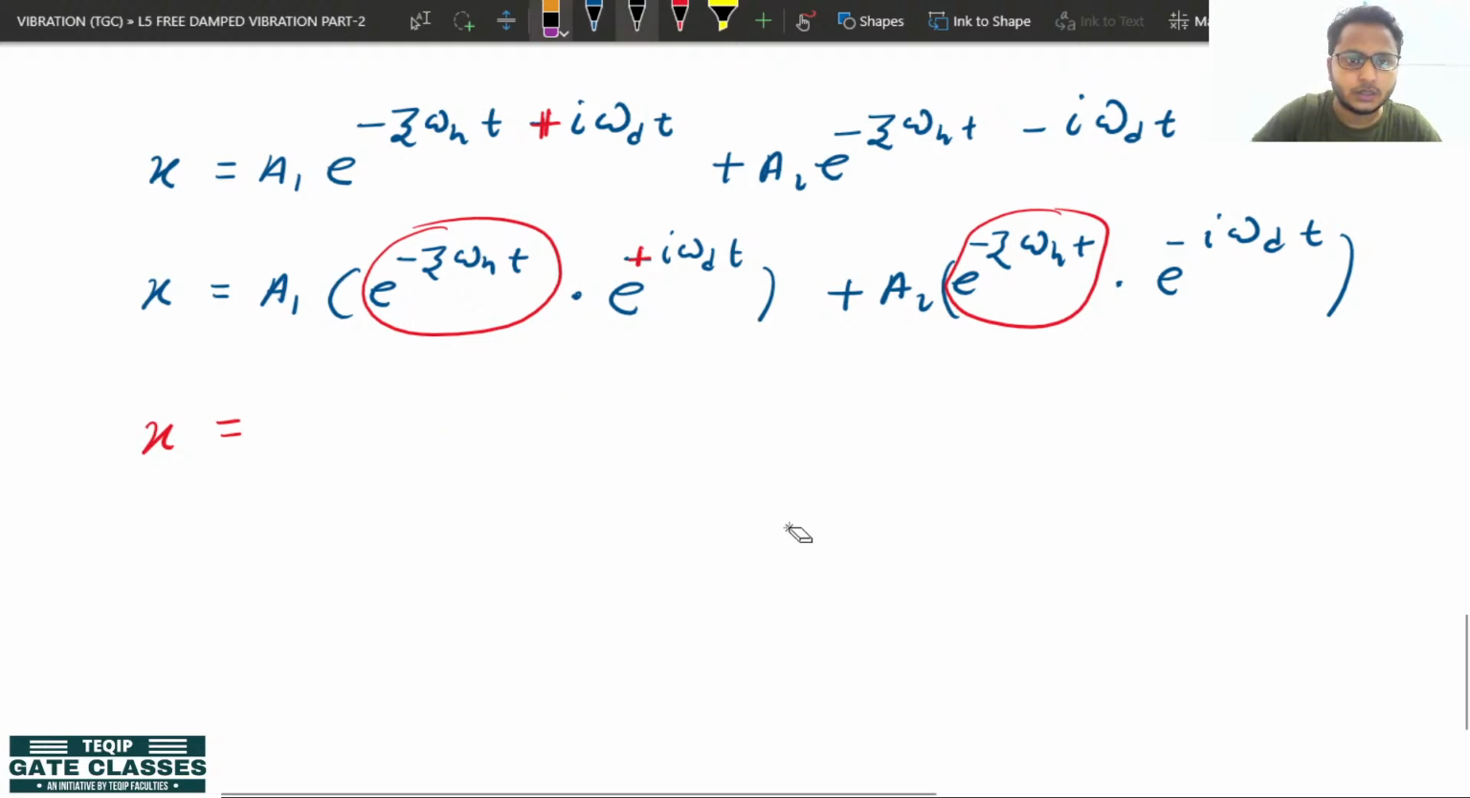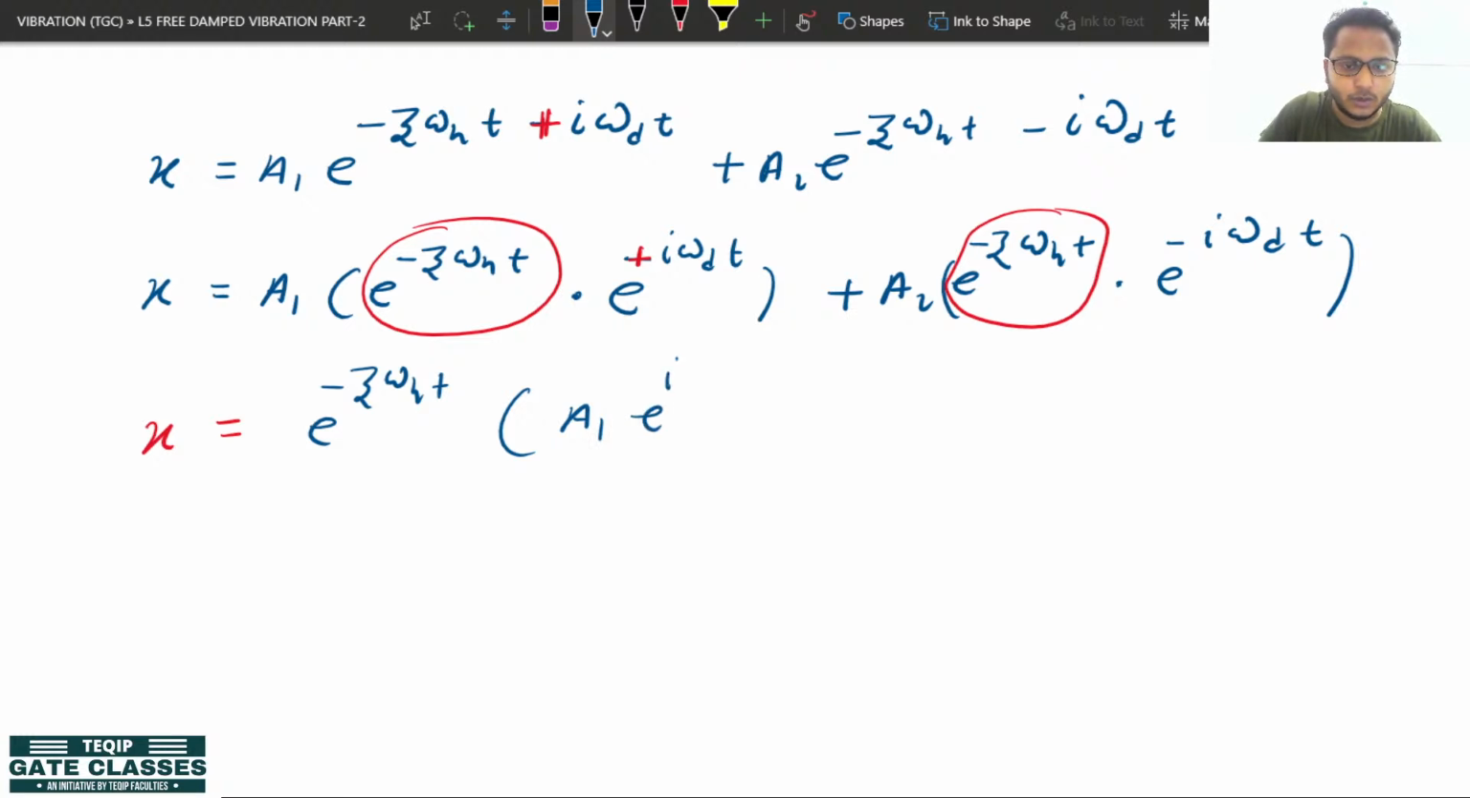We are going to take exponential to the power minus zeta omega n into t as a common. So we will have a1 exponential to the power i omega d into t plus a2 exponential to the power minus i omega d into t, right. So we know that we have this equation, so we can write this.